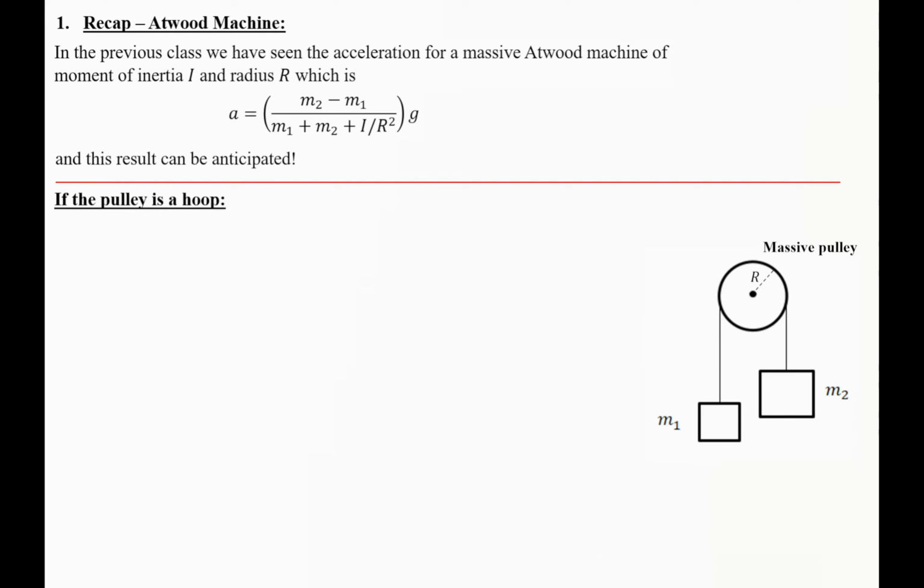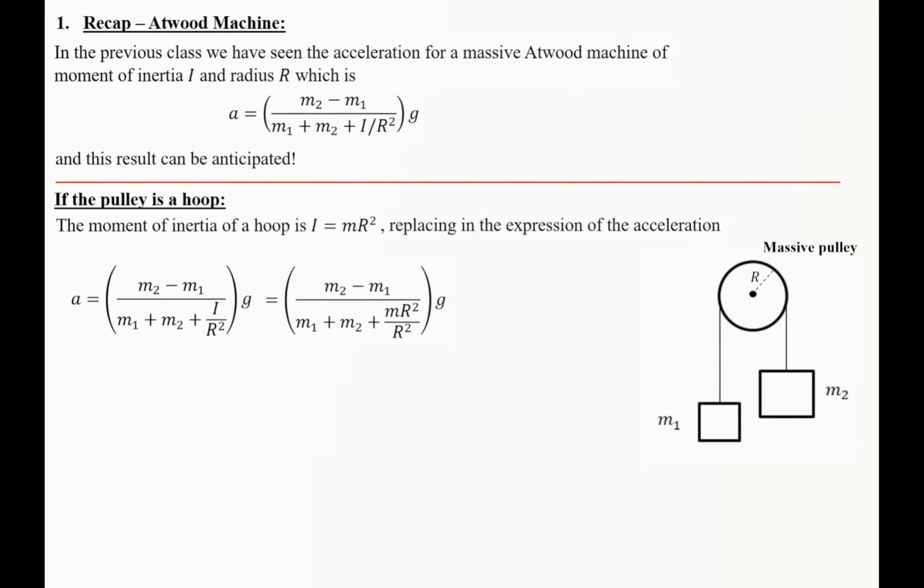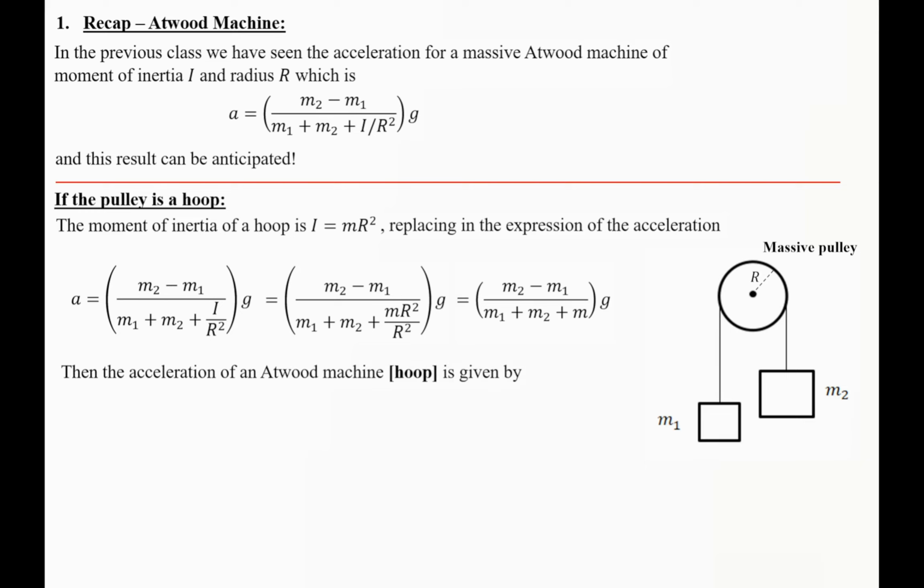If the pulley is a hoop, we know that the inertia of a hoop is given by mr square. Replacing in the expression of the acceleration, we get mr square divided by r square, that is m. So it's given by the fractional mass, m2 minus m1 over m1 plus m2 plus m, multiplied by g. Then the acceleration of an Atwood machine with a hoop is given by the following.